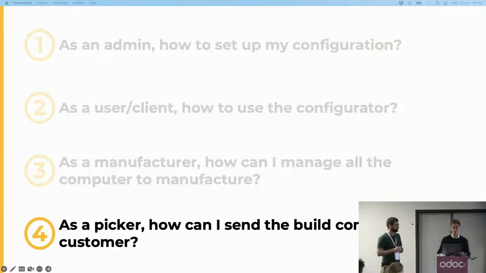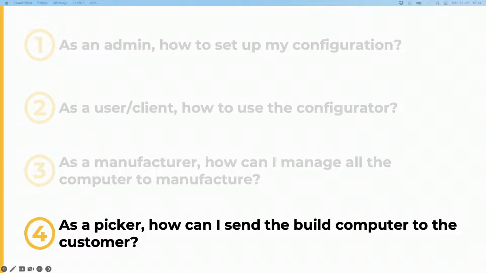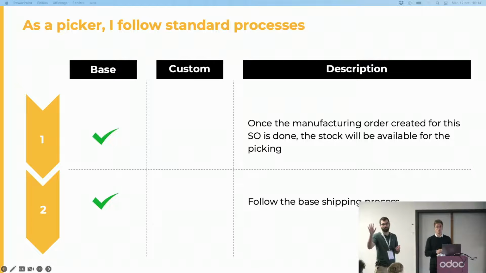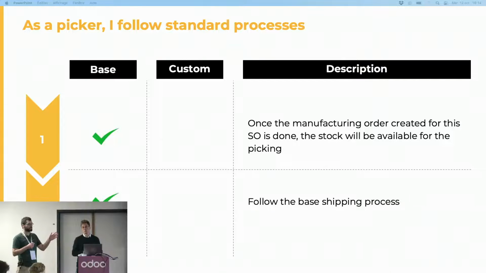Okay, but for the logistics, as a picker, I guess it's the same, it's standard processes as well? Yeah, exactly. As soon as the manufacturing order is finished, you have added your new computer to your stock, and you can use it for your delivery. So you can simply follow the processes to deliver your product to the customer using base Odoo applications.